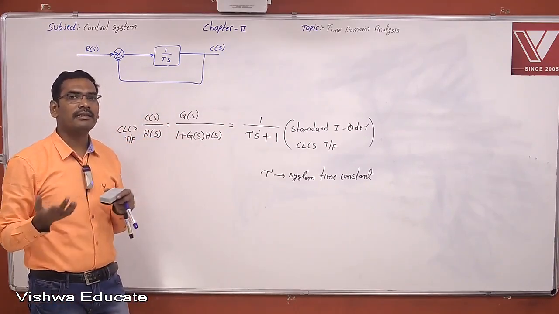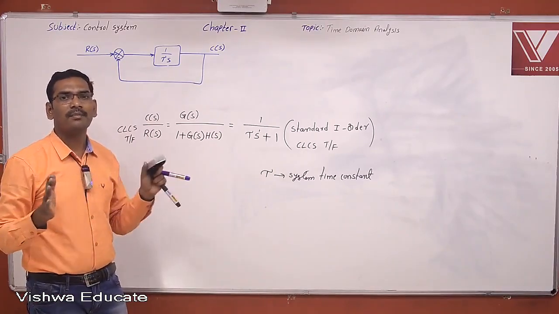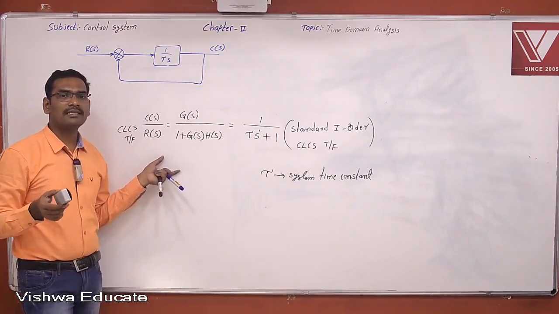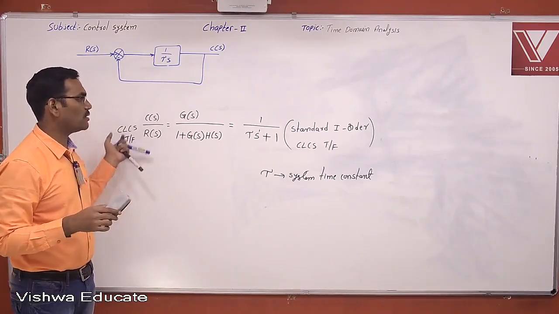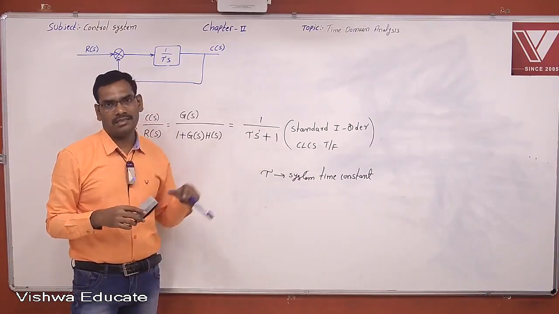Then after that we will take the standard second order system and again we will do the time domain analysis. Then that is the completion of the time domain analysis topic. So it includes both transient state analysis as well as steady state analysis, students. Now this is the closed loop control system transfer function, first order, where tau is the system time constant. Is it right or not?